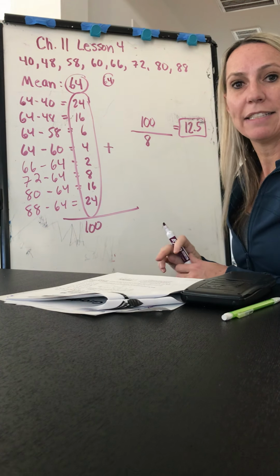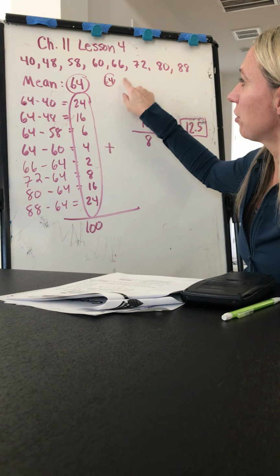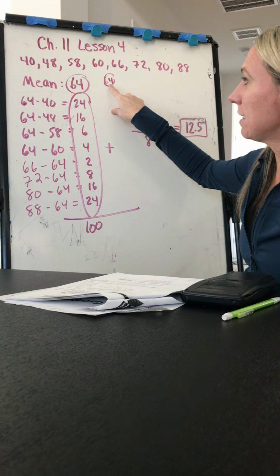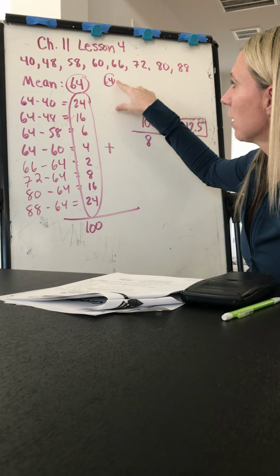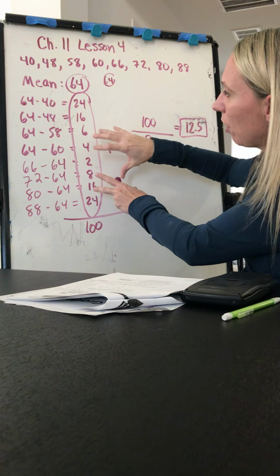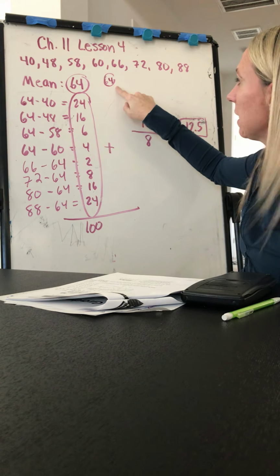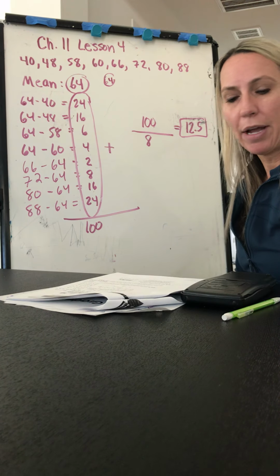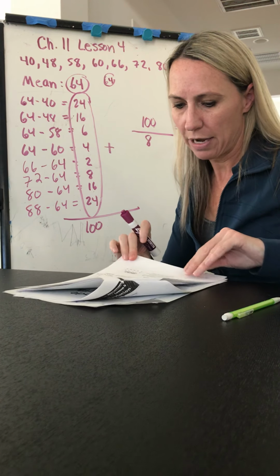Okay, and what that is, that's the average of how much all of the numbers deviate from 64, how far away from it. Like this one's really close, this one's really close, and then this one's really far, it's 24 spaces away. But if we average all of it together, the average space away from the mean is 12.5. And that's what it's called, the mean absolute deviation. Okay, let's do another one.